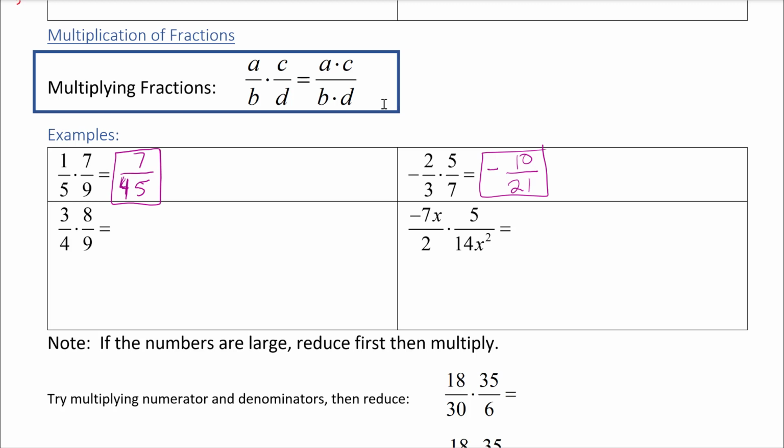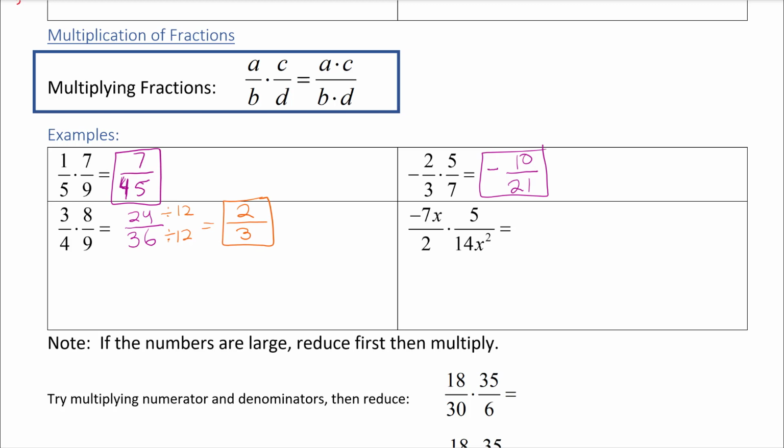And the next one, I have 3 times 8, which is 24. 4 times 9, which is 36. Now this one can reduce. So the top can be divided by 12 and the bottom can be divided by 12. If you didn't notice 12, you could have done 6 and then you would have to do it again by 2. But if you notice the larger number you can divide commonly, then the faster you're going to be able to reduce. So that reduces to 2/3.